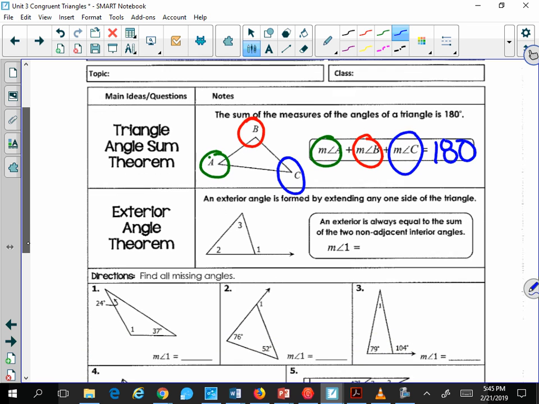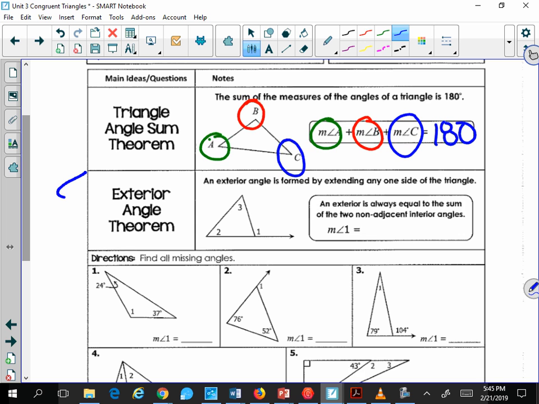Something that is a little bit new to us would be this guy right here. This is called the exterior angle theorem. And what it says is an exterior angle is formed by extending any one side of the triangle. So you see I've got my triangle right here. I can make an exterior angle on any of these sides, but they specifically chose to take this bottom here and they extended that out to make the exterior angle 1. So I'm going to just label that my exterior angle.